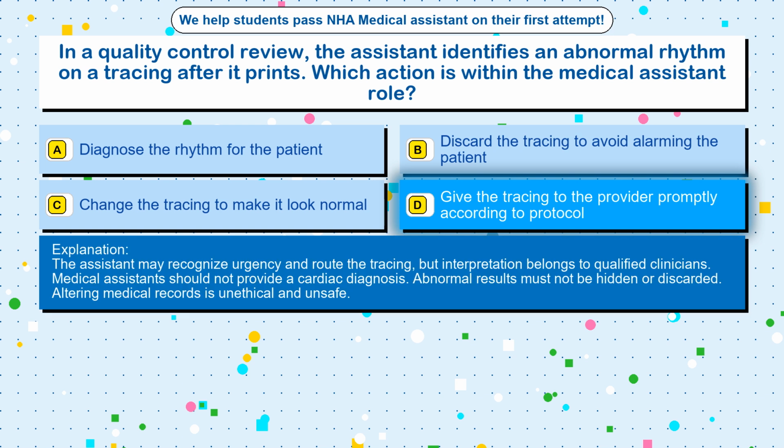The assistant may recognize urgency and route the tracing, but interpretation belongs to qualified clinicians. Medical assistants should not provide a cardiac diagnosis. Abnormal results must not be hidden or discarded. Altering medical records is unethical and unsafe.